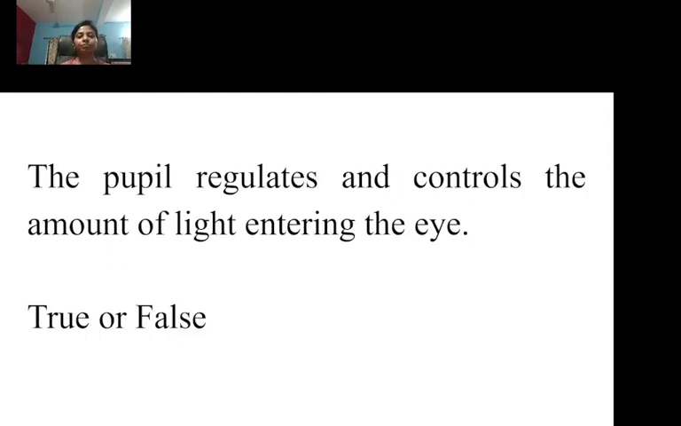Nice. Now, the pupil regulates and controls the amount of light entering the eye. True or false, students? The pupil regulates and controls the amount of light entering the eye. True or false? Yes, Bittu. Samir, Praful and Sneha are left. Quickly respond. Very good, all are right. So the answer is true.